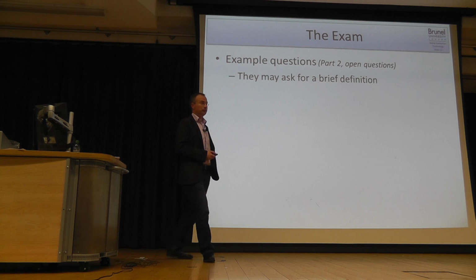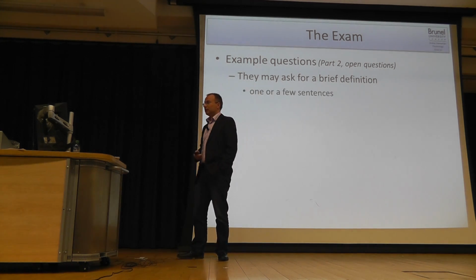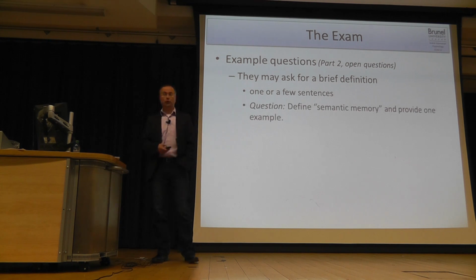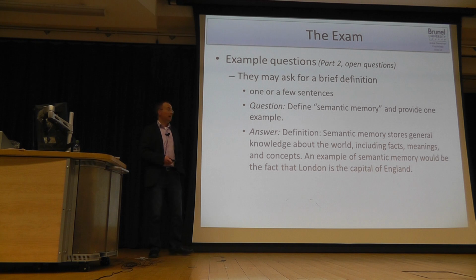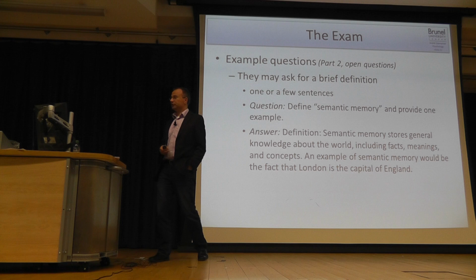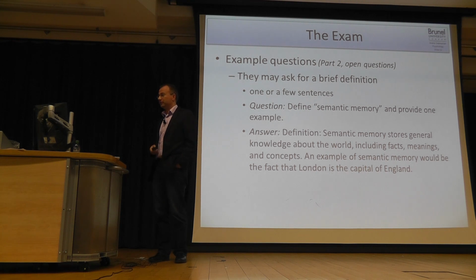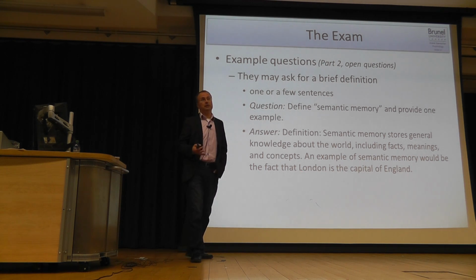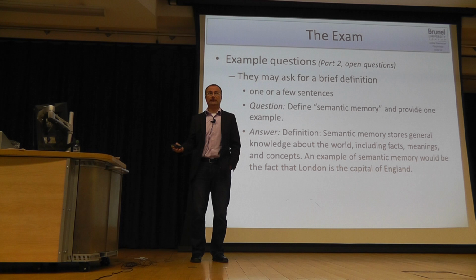Others may ask for a brief definition, which can be dealt with in one or a few sentences. So for instance, define semantic memory and provide one example. And an answer for this may be: definition: semantic memory stores general knowledge about the world, including facts, meanings, and concepts. An example of semantic memory would be the fact that London is the capital of England. Okay, done with that question already.